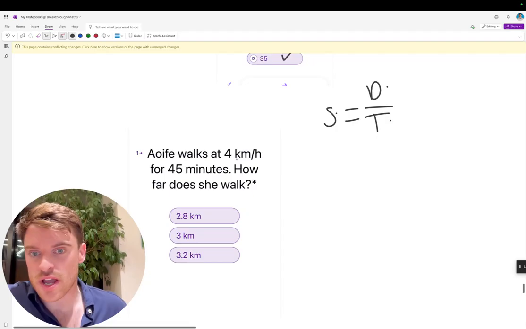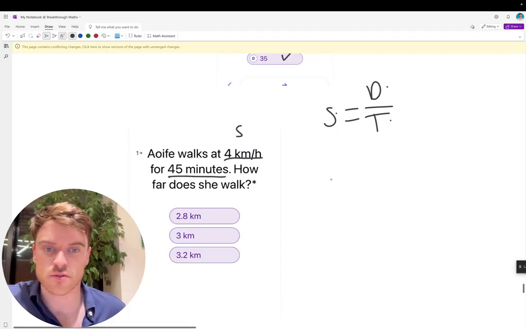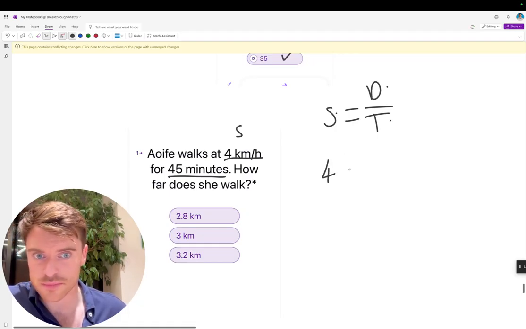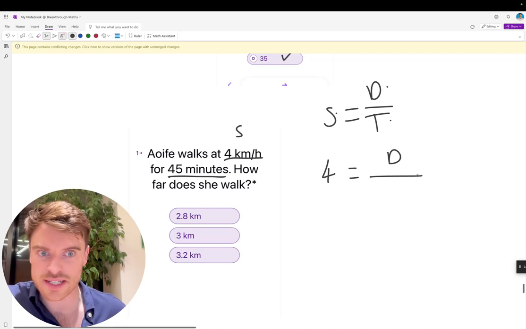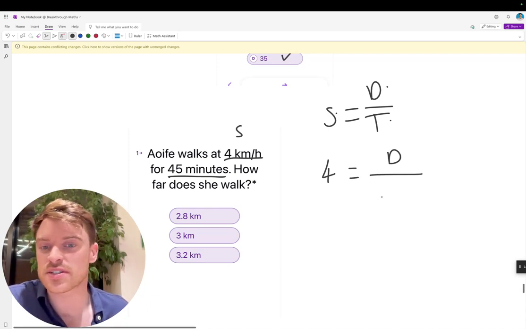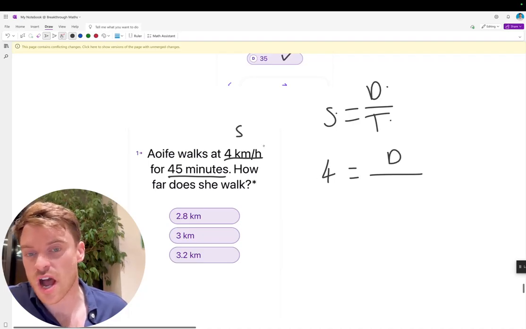So just write down what you have here. You've got the speed here, that's 4. You've got the time here, 45 minutes. So then you fill in your gap. You've got 4 is equal to distance, you can keep calling it D, over 45. Now, the crucial thing is you've got to put this into kilometers or into hours, because this is an hour, so this is in minutes.